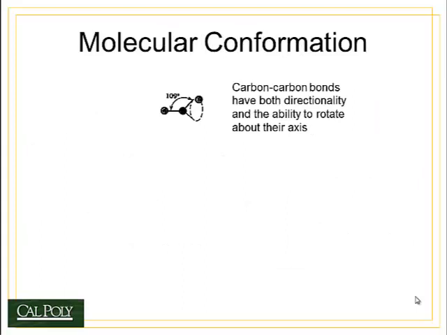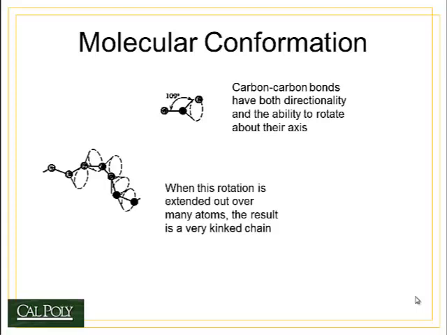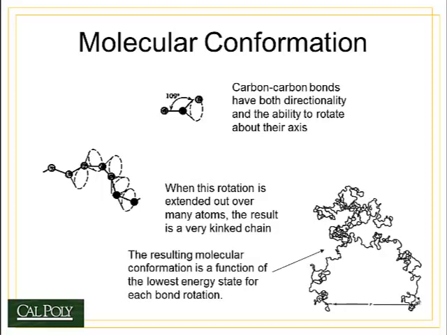We also have to talk about molecular conformation, and this is the idea of how the molecule tangles up and wraps around itself. Recall that carbon-carbon covalent bonds have bond directionality, and they also have the ability to rotate about their axis. Therefore, they tend to form twisted shapes rather than straight lines, particularly over many atoms of rotation. The result is that molecular conformation is a function of the lowest energy state for each bond rotation. In other words, the polymer molecule will organize into the lowest possible energy state, which is usually a twisted and contorted ball of chain, all coiled up.